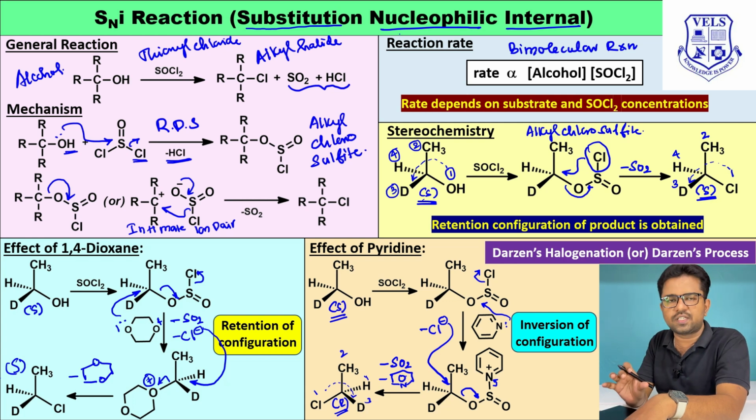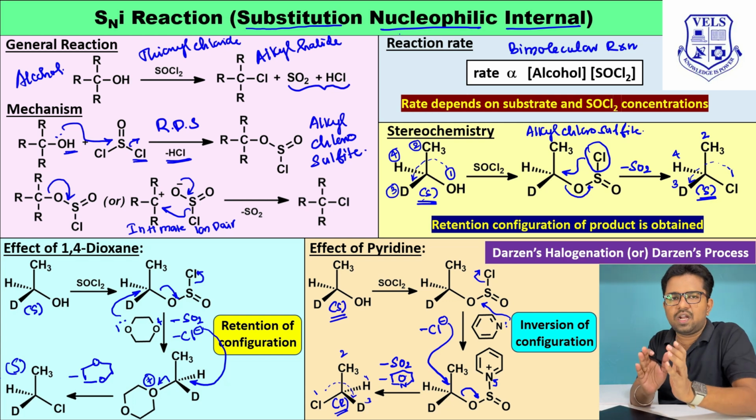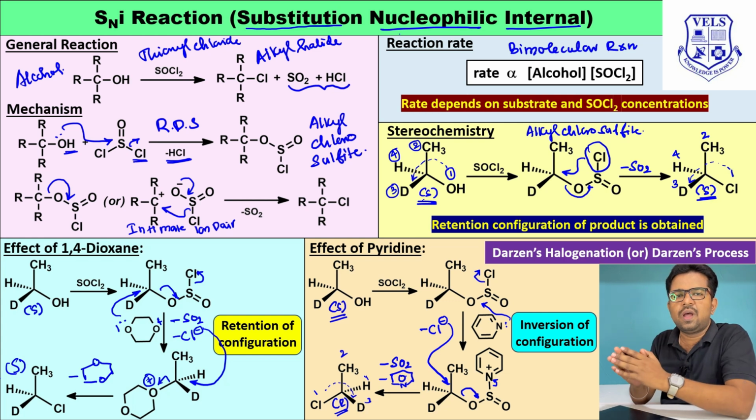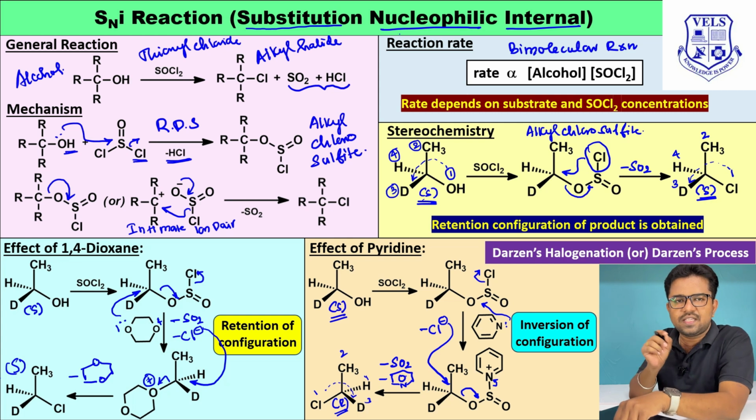The Darzens process involves an alcohol treated with thionyl chloride along with pyridine to give an alkyl halide as a product. But in this case, if the alcohol has a chiral center, you will get the inversion configuration product.